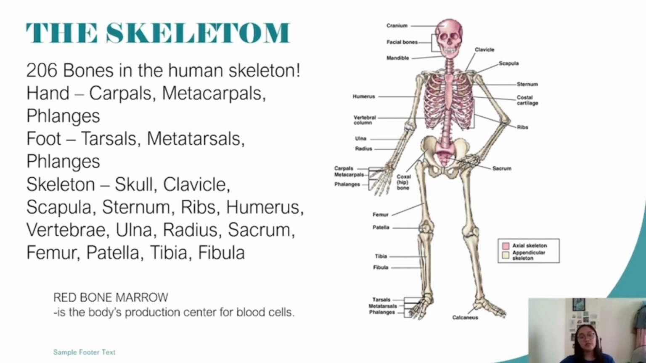Just like what I said earlier, we have 206 bones in the human skeleton. Our hand includes carpals, metacarpals, and phalanges. Our foot includes tarsals, metatarsals, and phalanges. Our skeleton includes the skull, clavicle, scapula, sternum, ribs, humerus, vertebrae, ulna, radius, sacrum, femur, patella, tibia, and fibula.